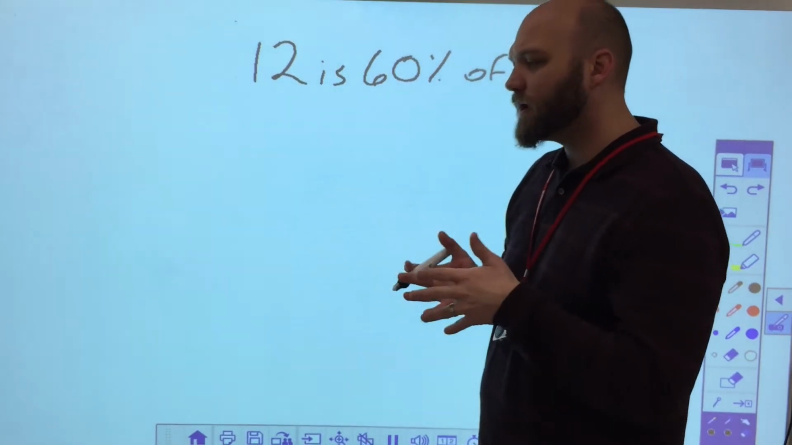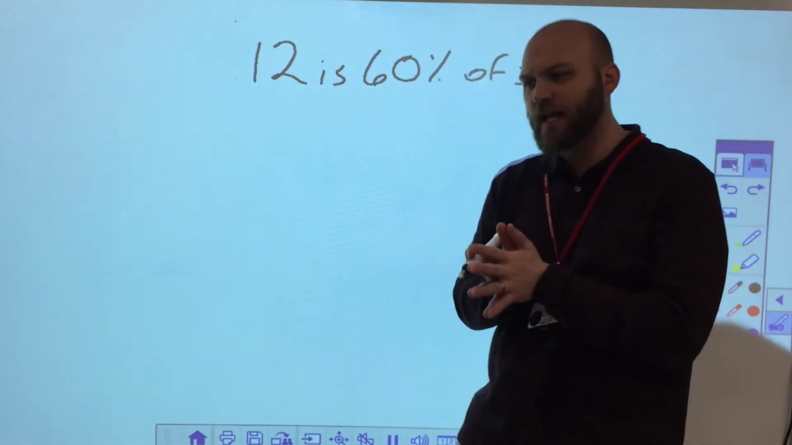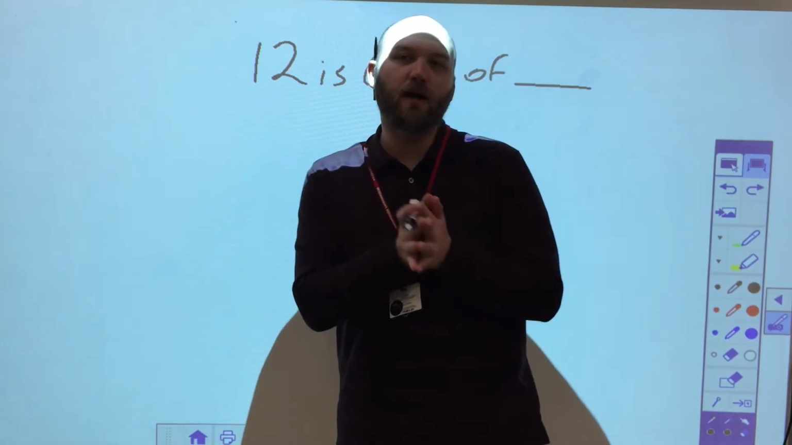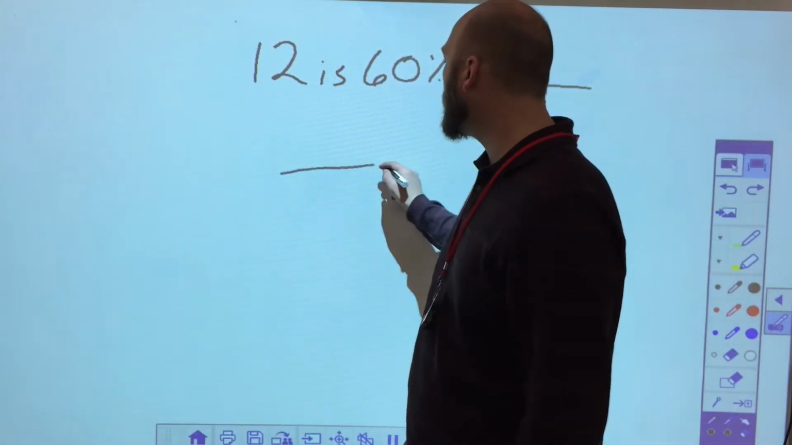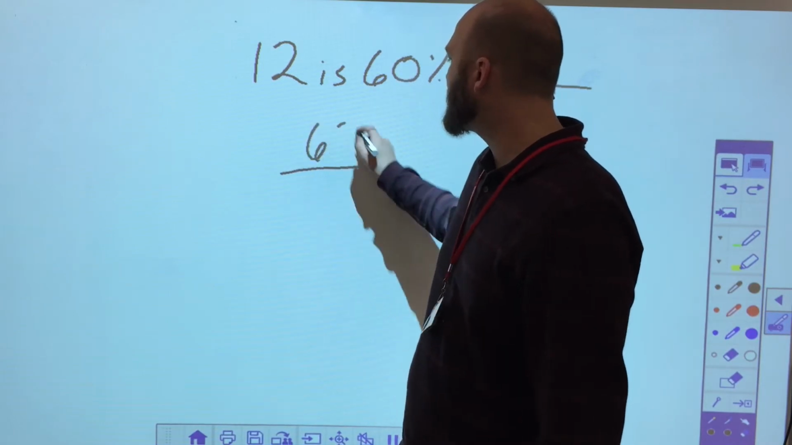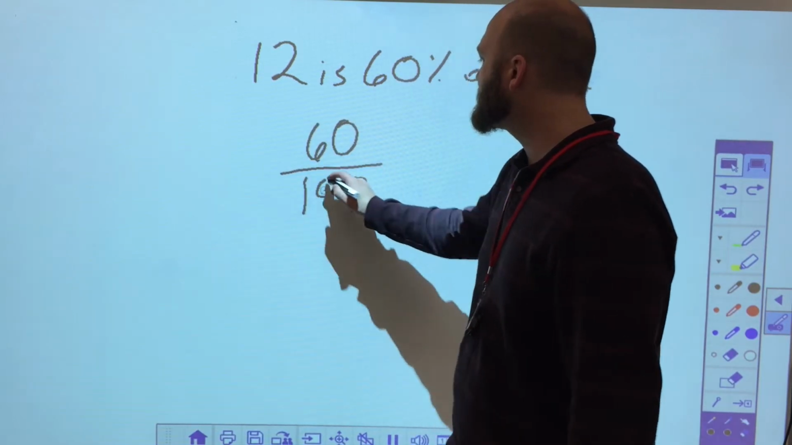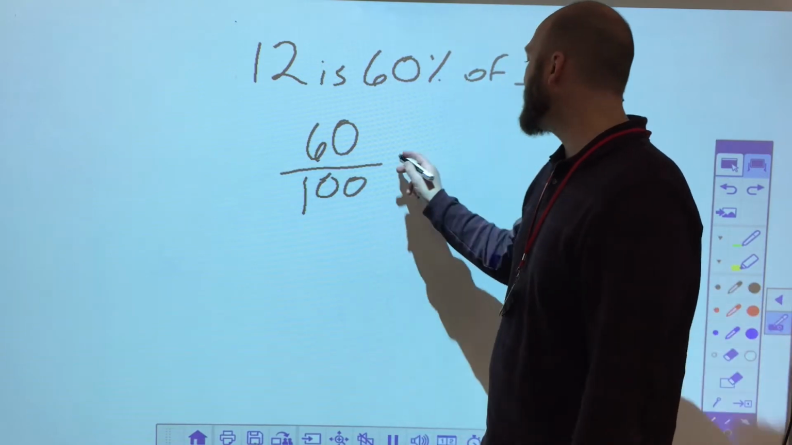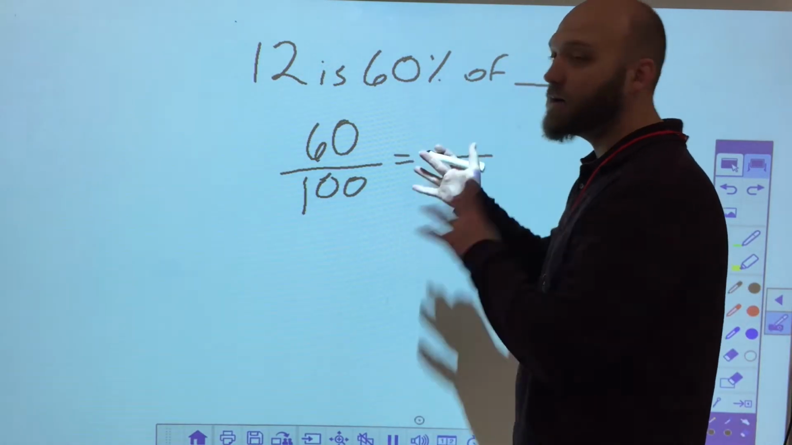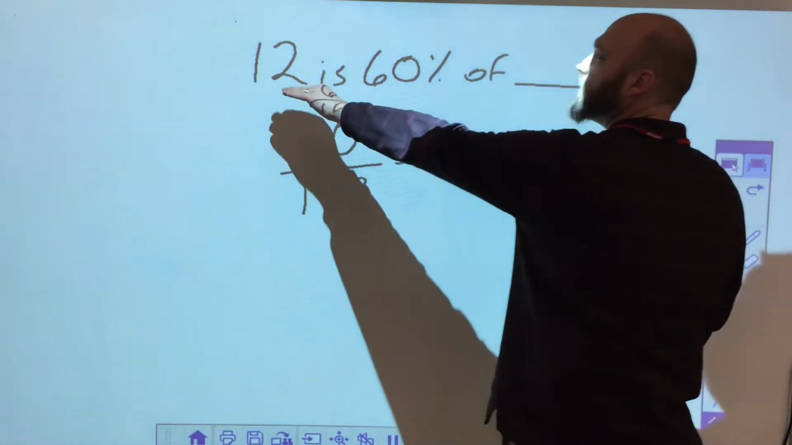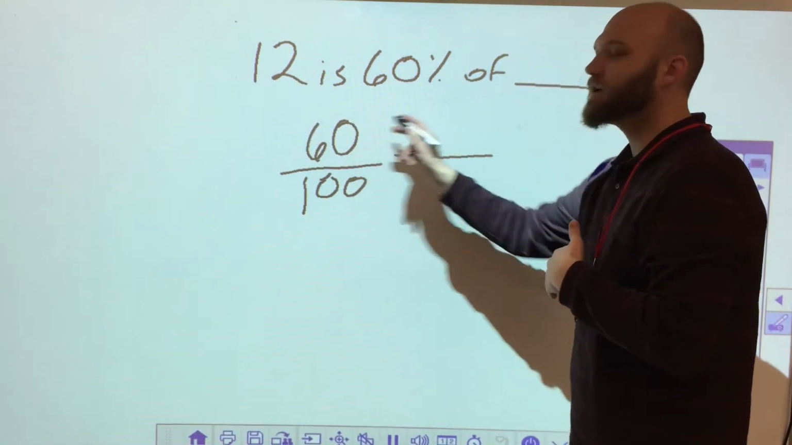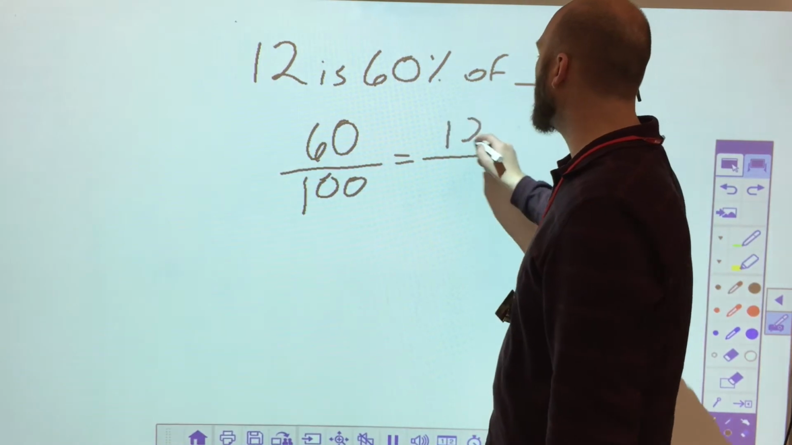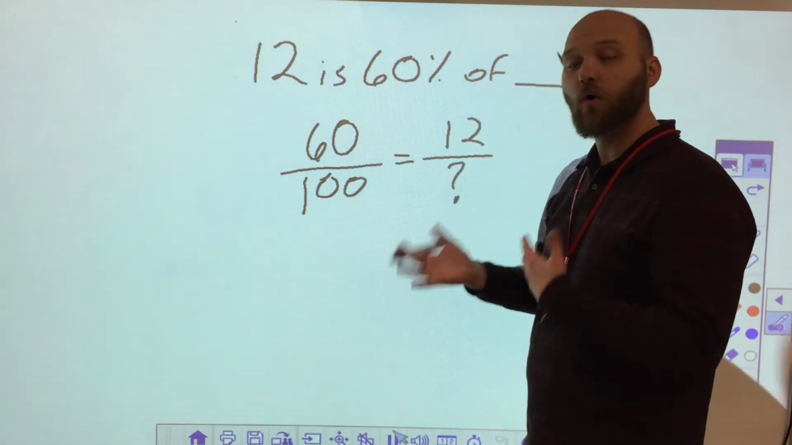So what I want to focus on really is that a percentage is a number out of 100, but it's also a part of a whole. So for example, my whole being 100, if I have 60%, I say, what is my percentage? That is 60 hundredths, and that's going to be equal to some number, right? So I need a total. Well, I ask myself, 12 is 60%. They're on the same level. So 12 is the part, and I need to find out what the whole would be.